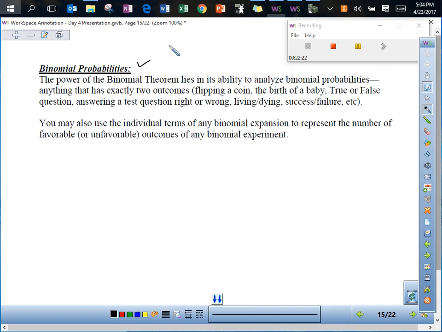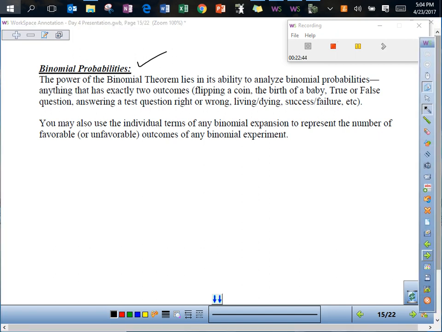It's used anytime there's one or two choices, like flipping a coin, the birth of a baby being boy or girl, a true or false because there's just two choices, answering a test question right or wrong, living, dying, a success or a failure. That's called a binomial because there's just two choices.